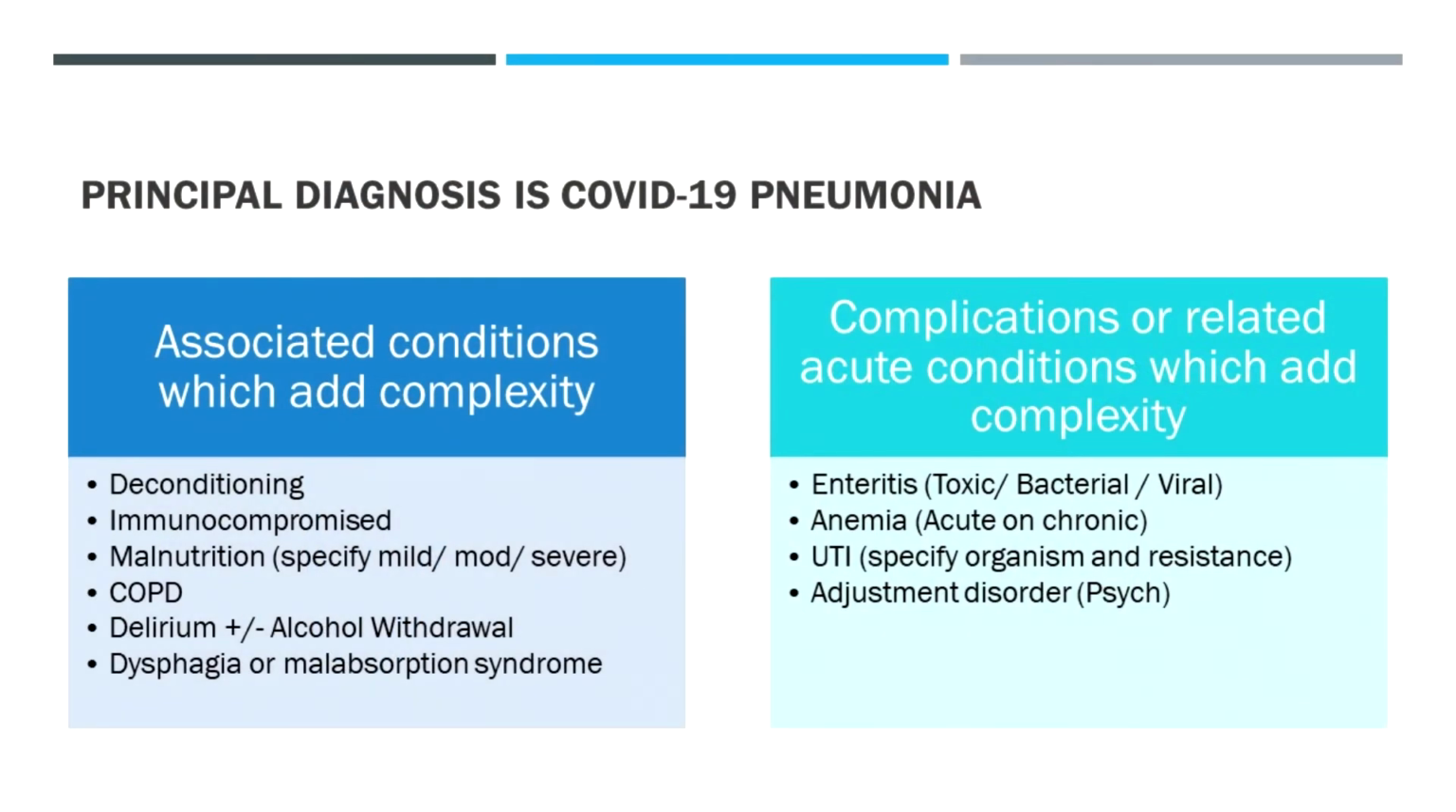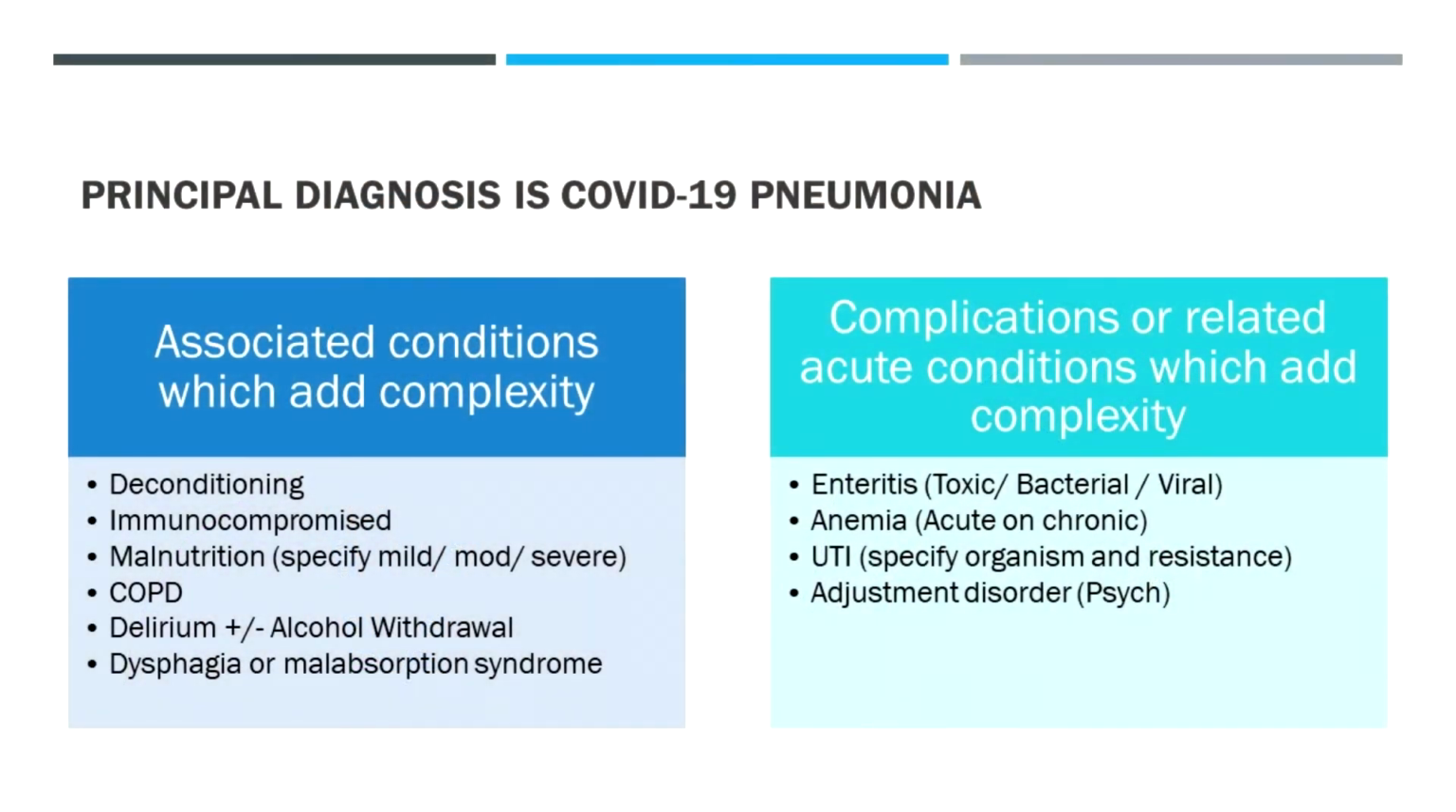On the left here in the darker blue, we have status conditions for most patients. It's not just COVID, but in this instance, we're talking COVID. So the deconditioning, the immunocompromised, the malnutrition, and we get the dietetics, allied health experts in to specify the degree, being mild, moderate or severe. COPD, especially with pneumonia, the delirium, plus or minus any alcohol withdrawal, and the other complications, dysphagia and malabsorption syndrome is starting to be seen in the COVID patients nowadays in ICU. Complications that are acutely affecting COVID that we're seeing that impact the funding and complexity.